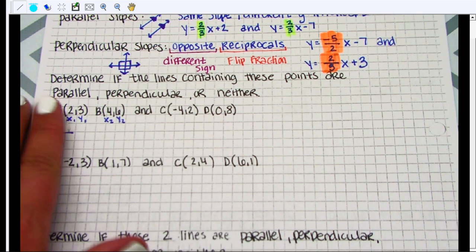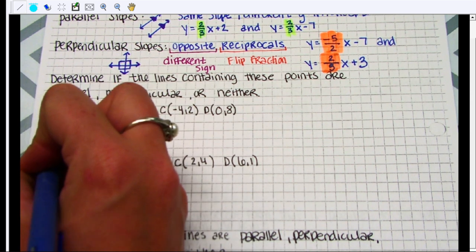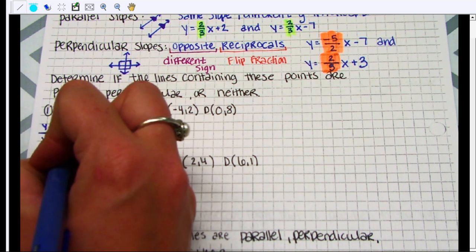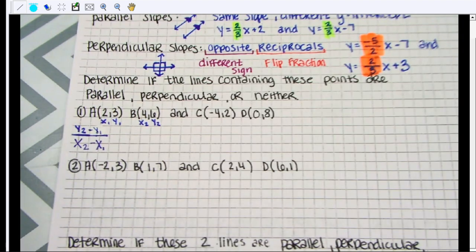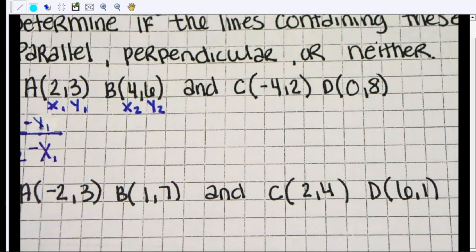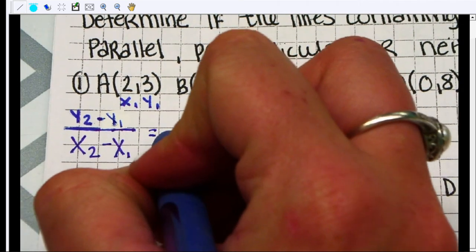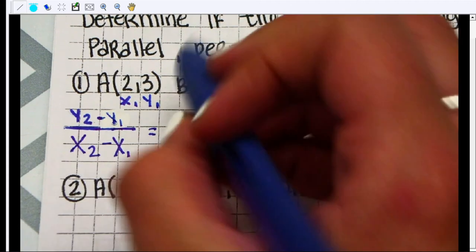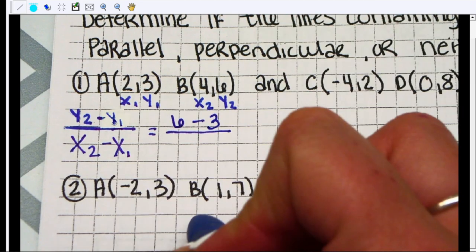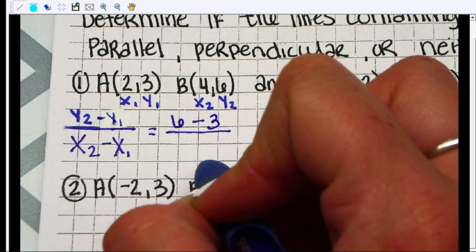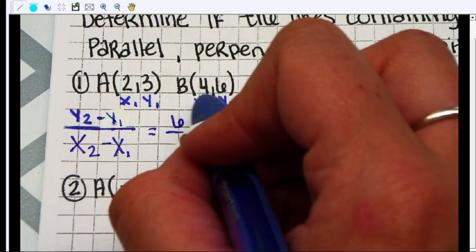Right, just going to get y2 minus y1. Okay. So we're going to substitute and simplify. So y2 is 6 minus 3, which is y1, over 4 minus 2, x2 minus x1.